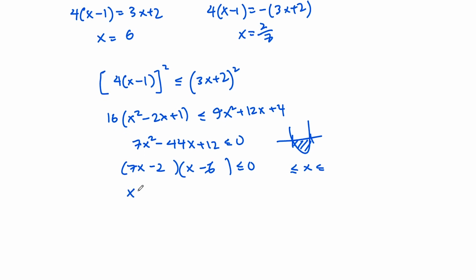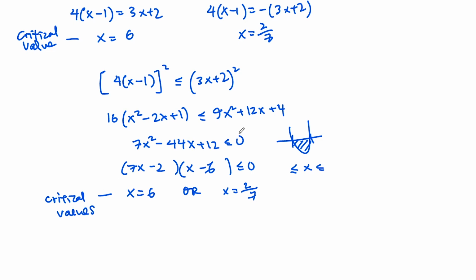Okay, so x either will be 6 or x equals 2 over 7. Right, so you can see we reached the two critical values, similarly to the previous method also. So from this, you just need to figure out what the final inequality is. As I said, from this quadratic inequality, we can say x is in between these two values.